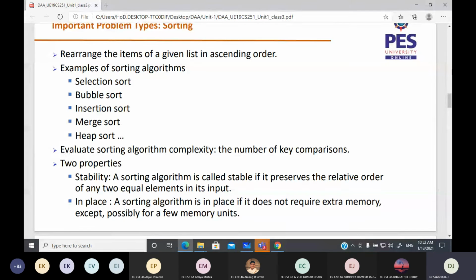We need to evaluate the sorting algorithm's complexity by the most basic operation which you do in sorting, which is the key comparison. Once you sort, you also should see properties like stability of an algorithm and in-place property. A sorting algorithm is called stable if it preserves the relative order of two equal elements in the given input. An in-place algorithm is one which does not use extra memory while sorting.